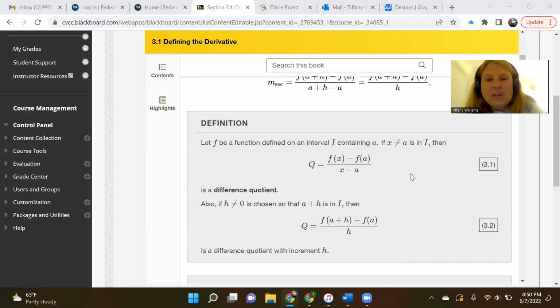Here's the more common definition of it. Also, if h does not equal 0 is chosen so that a plus h is in I, then f of a plus h minus f of a over h is the difference quotient with increment h. Again, something that we've talked about. We actually looked at it in several sections in the last chapter. Let's see here.